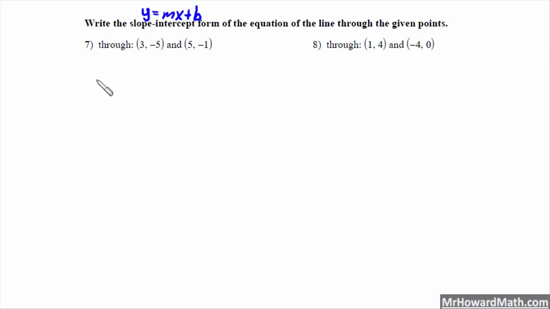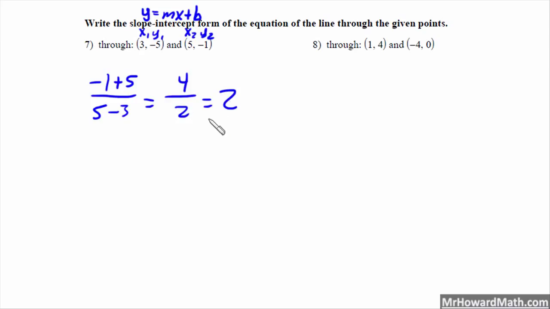So I use the slope formula, so we'll label these x1, y1, x2, y2. Plug those in the slope formula. Negative 1, subtracting a negative 5 here would be an add 5. Okay, you subtract a negative, you always flip it to an add. And x2, 5 minus x1, 3. So negative 1 plus 5, 4 over 5 minus 3, 2. So my slope is 2.